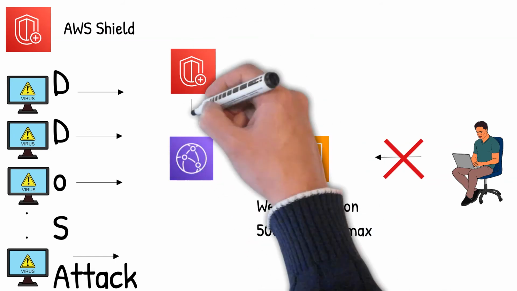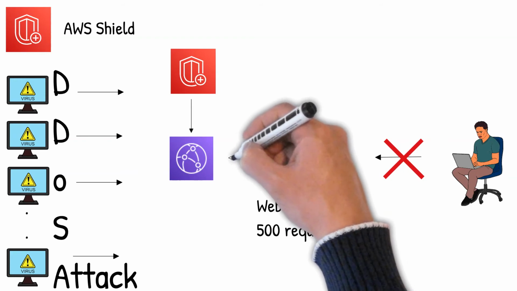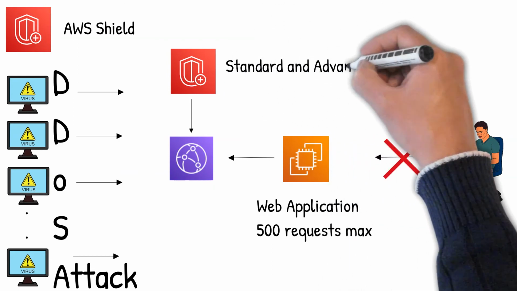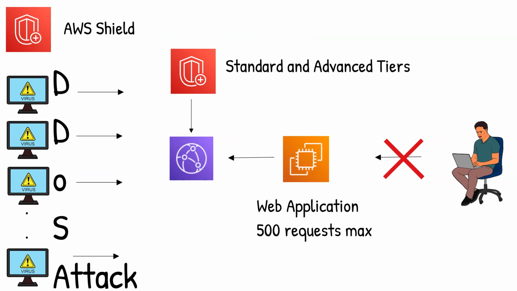AWS Shield is a managed DDoS protection service that safeguards web applications running on AWS. There are two tiers of AWS Shield: Standard and Advanced. The Advanced tier provides mitigation against large and sophisticated DDoS attacks 24/7 and provides access to the AWS DDoS response team.